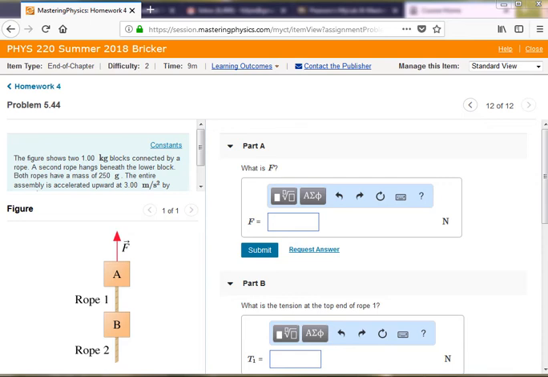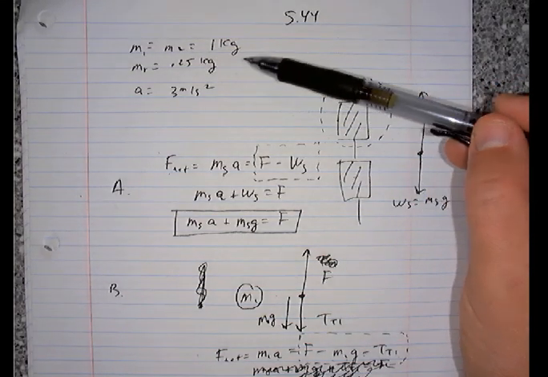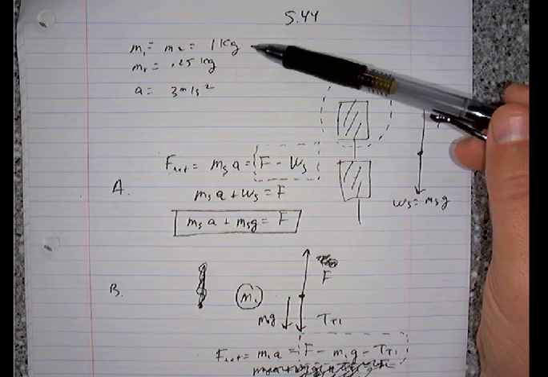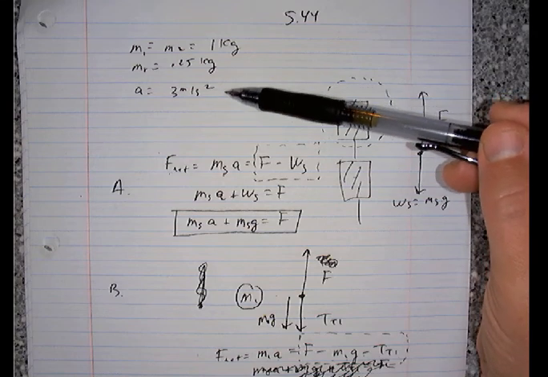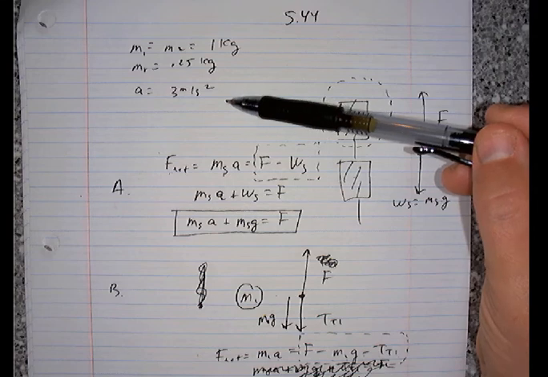We want to figure out the overall force, the tension at the top of rope 1, the tension at the bottom of rope 1, and the tension at the top of rope 2. Definitely need a free body diagram for this. Okay, so I just called them mass 1 and mass 2. They're the same thing. Mass A, mass B, whatever you want to call them. They're each 1 kilogram. The mass of the rope is 0.25 kilograms, and we're accelerating upward at 3 meters per second squared. And we've got to find several things.